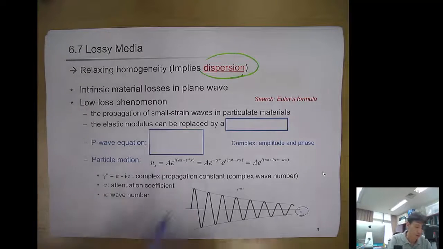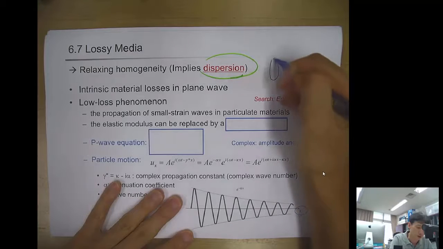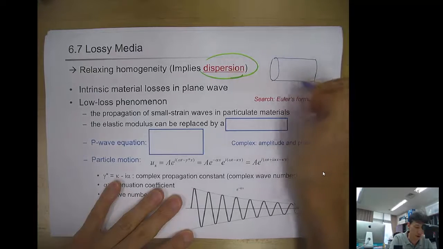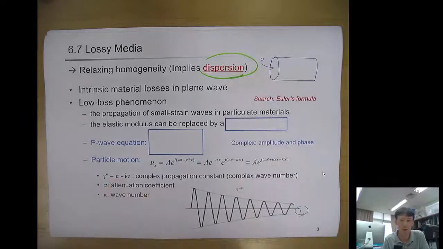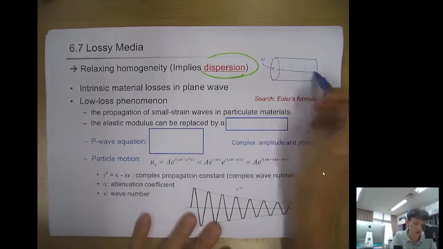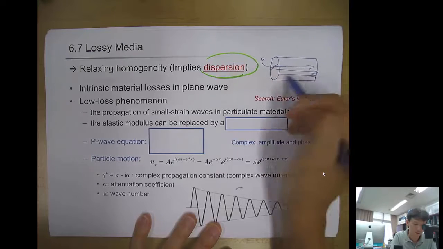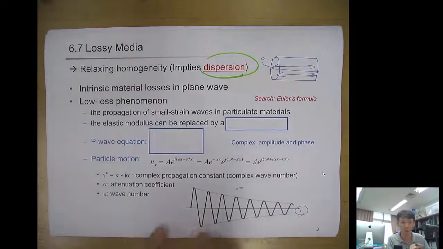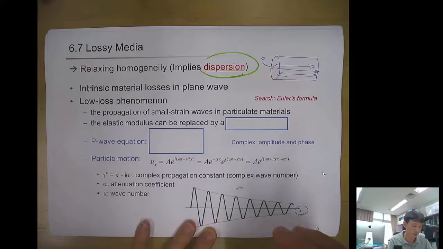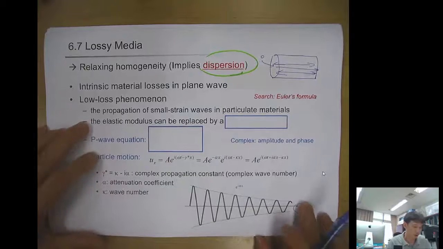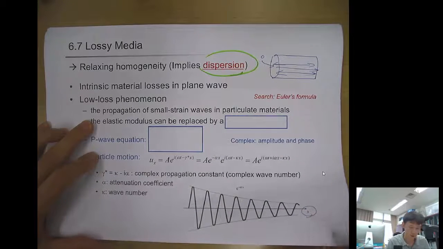You can imagine a cylindrical specimen, and when you excite it with a steel ball, the wave will go back and forth, right? It will travel through the media and bounce back, and bounce back and forth, and it's going to die out because of the material loss, material damping. We're going to talk about that in this chapter.